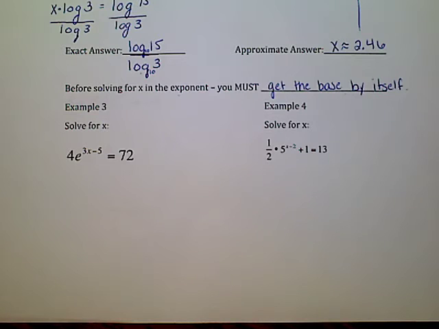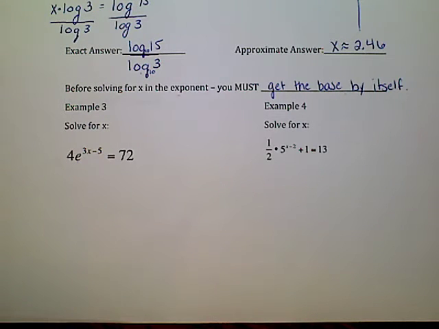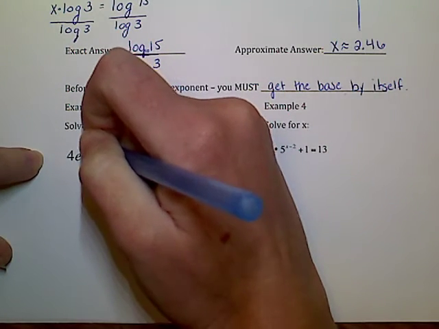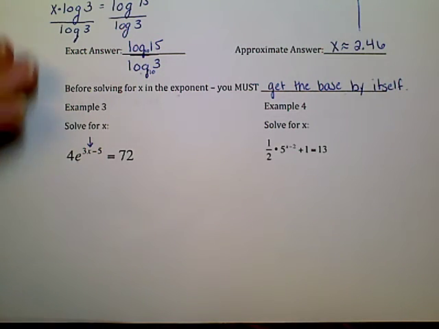All right, so on the next one we see that we have an e there. Anytime I see e, I usually think, oh, a natural log might be a good idea. And we might use a natural log here in a moment. But our goal is to get this variable by itself, and it is in the exponent. So eventually I'll be using a log. That's what we do when we have a variable in the exponent.